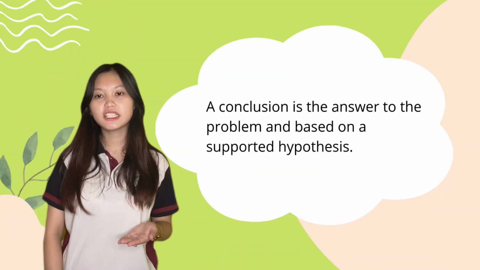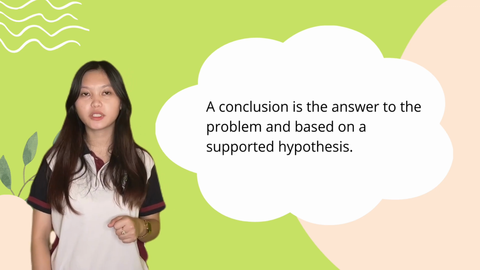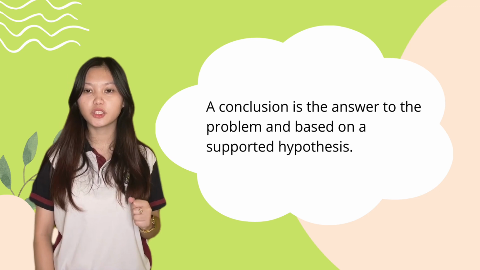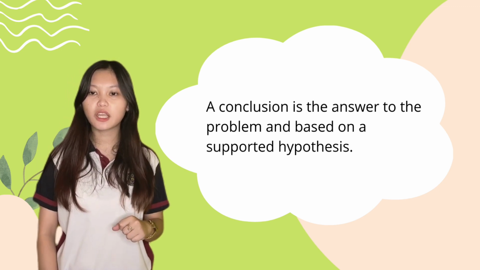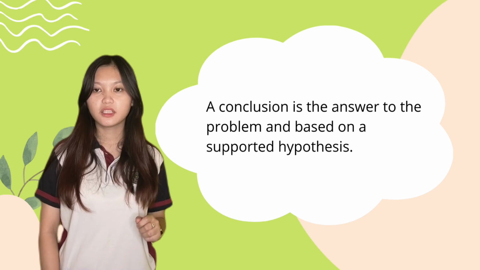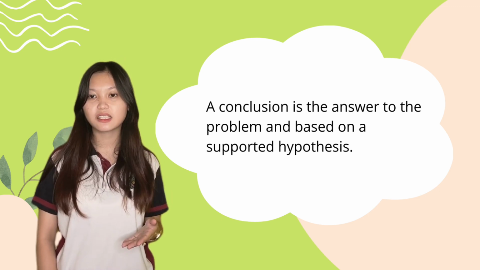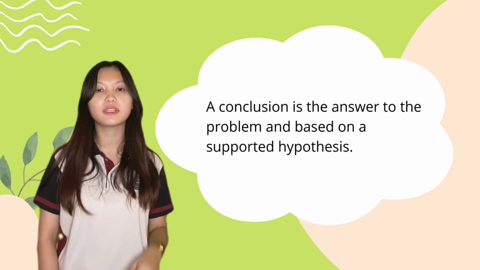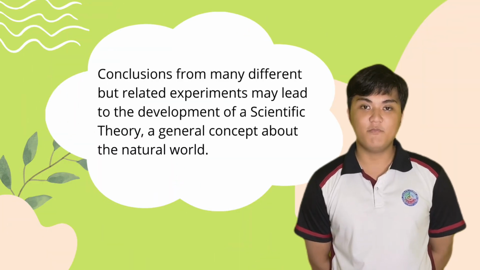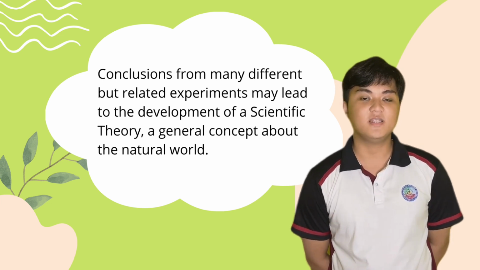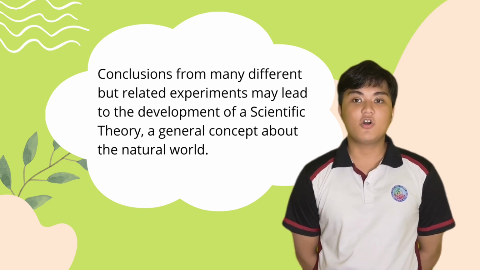A conclusion is the answer to the problem, and based on the supported hypothesis, science is a progressive process, such that the conclusion of one experiment can lead to the hypothesis for another experiment. The results that do not support the hypothesis may be used by the scientist to formulate another hypothesis to be tested. Conclusions from many different but related experiments may lead to development of a scientific theory, a general concept about the natural world.